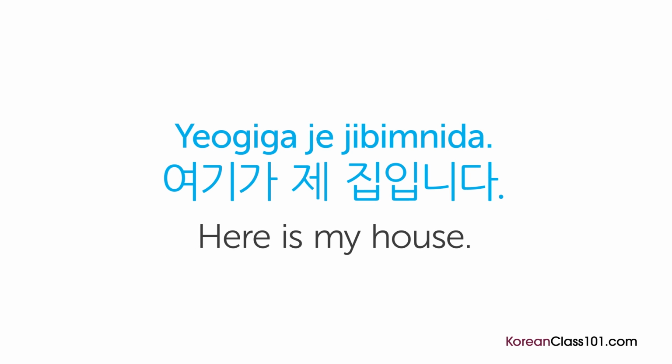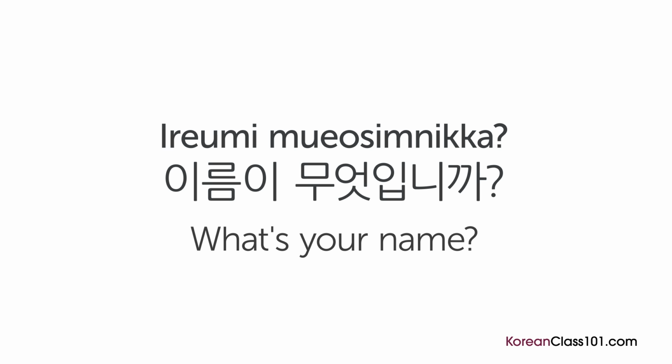Let's use 여기가 제 집입니다, meaning here's my house, as an example. In this sentence, we use the subject marking particle 가 next to the noun 여기, meaning here, to mark the noun 여기 as the subject of this sentence. Let's do another example. When you meet someone for the first time, you may ask, 이름이 무엇입니까? What's your name? Here, we use the subject marking particle 이 next to the noun 이름, meaning name. This is because the topic, his or her name, is being introduced for the first time.